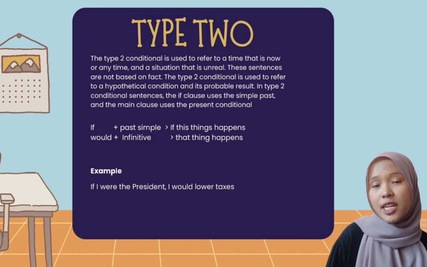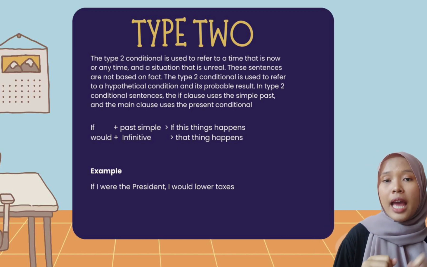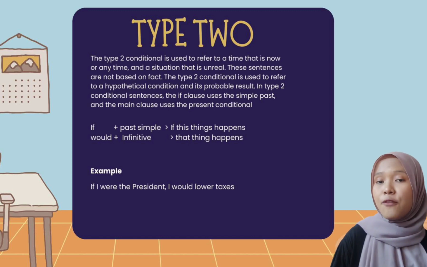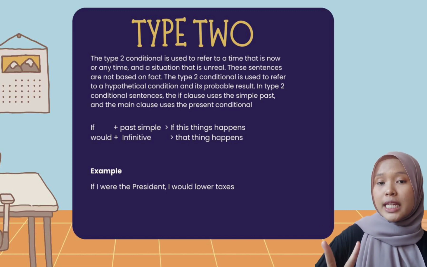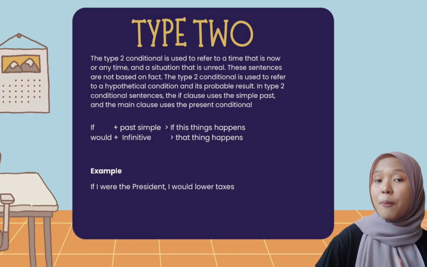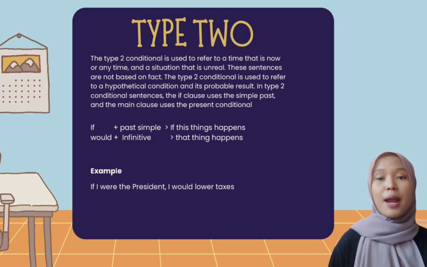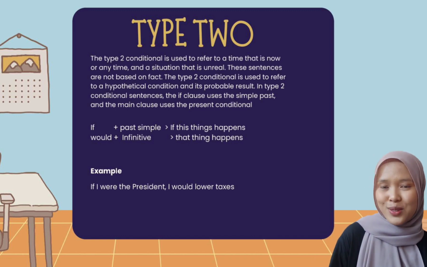And the form of conditional sentence type 2 is if plus past simple, if things happened, and would plus infinitive, that is what would happen. An example from type 2 is number 1, if I were the president, I would lower taxes. And number 2, if I won the lottery, I would buy a house in Barbados. And last, if I had money, I would buy a new house.